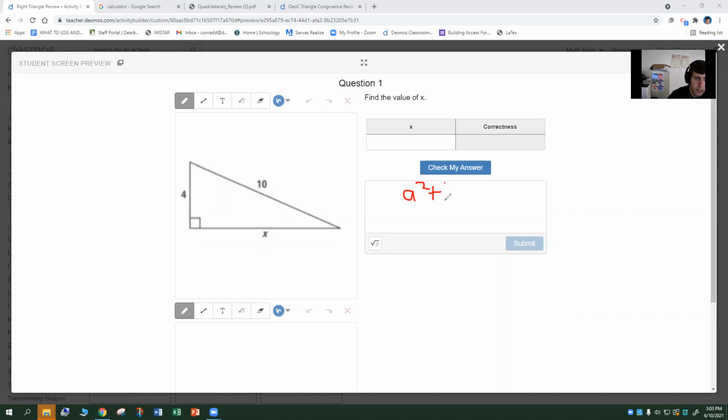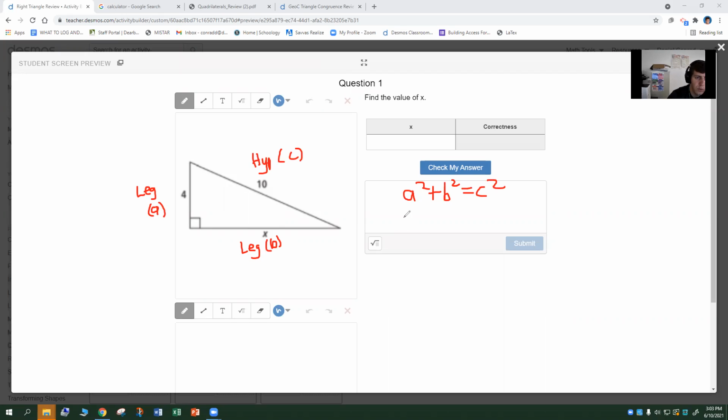Leg squared plus leg squared equals hypotenuse squared. So the legs are the sides that are adjacent to the right angle. So that's what we're going to call A and B. It doesn't matter which one's A and which one's B, as long as they're the legs. And then your hypotenuse is the one across from the right angle, which is C.